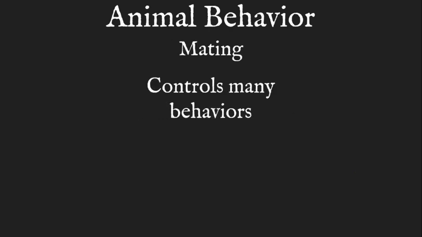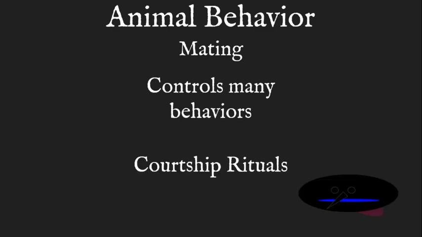Mating. Mating controls many, many behaviors in the animal kingdom. One example is courtship rituals. Birds of paradise put on great displays of this. There are many good videos on YouTube where you can see these birds of paradise dancing in order to attract a mate. Another example, of course, would be the deer with their antlers.